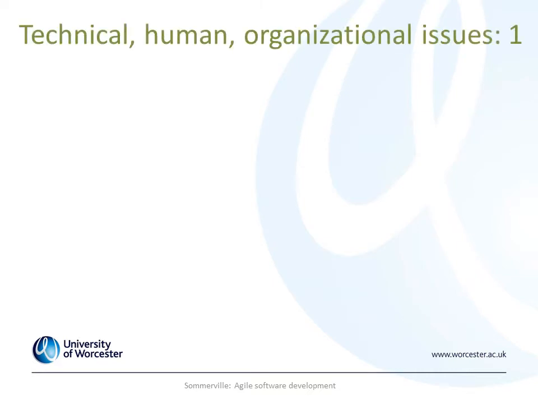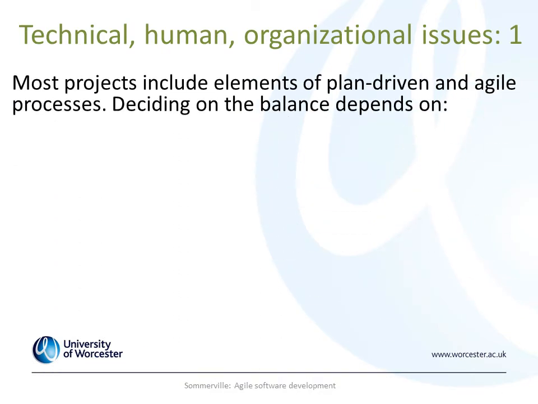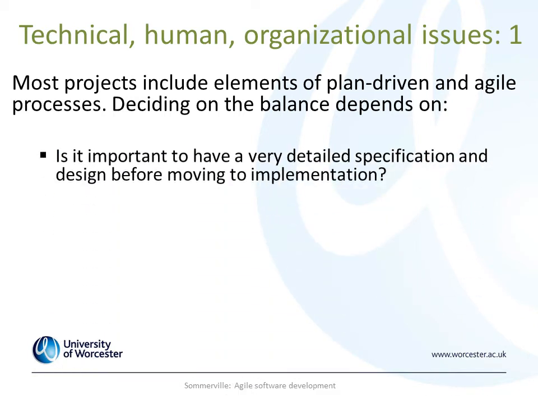Technical, human and organisational issues. Let's have a look at these. Most projects include elements of plan-driven and Agile processes. Now, deciding on the balance depends on a few factors. Let's go through these. Is it important to have a very detailed specification and design before moving on to implementation? Now, in some instances, this is the case. If you're doing something that's for a critical system, you need to have detailed specification and design before moving on to implementation. Now, if that's the case, you probably need to use a plan-driven approach.